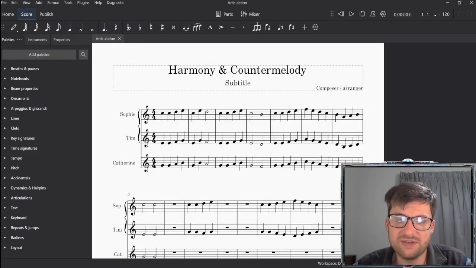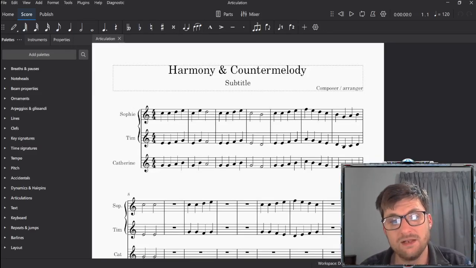It's worth noting here that while Tim is technically singing lower than Sophie, it's still considered a harmony because although he's dropped an octave, he's still a third above root. Well, with that being said, let's add another singer.